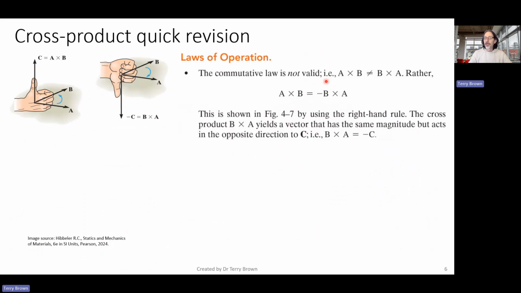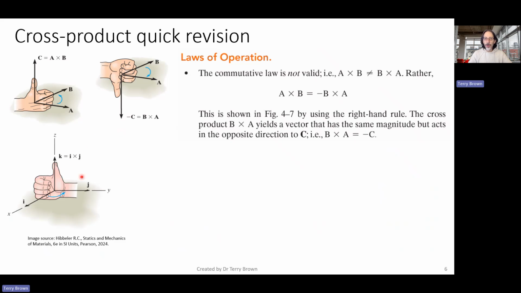Okay, so cross product, a quick revision. As I said before, R cross F is not the same as F cross R. So when you're calculating the moment, you need to make sure you do R cross F, not F cross R, because the commutative law is not valid for cross product. All right, so here, if we did F cross R, we'd get the moment vector going in the wrong sense.